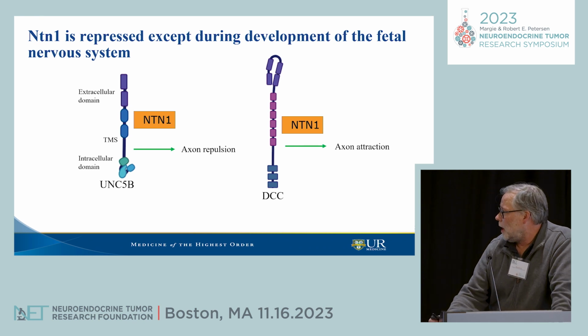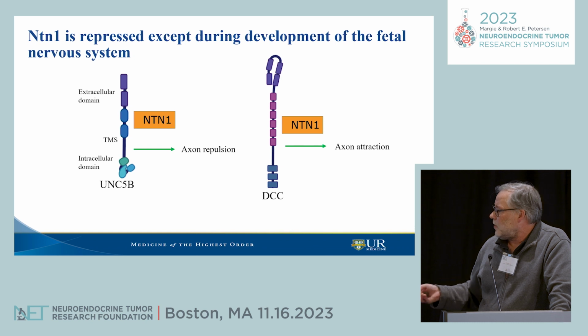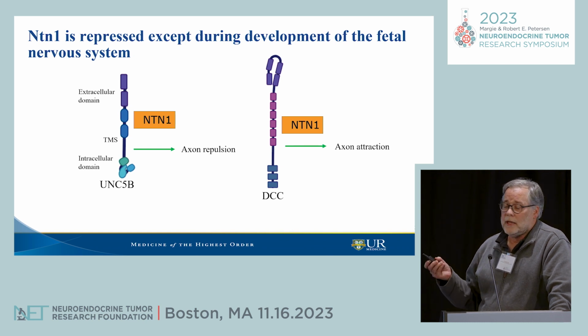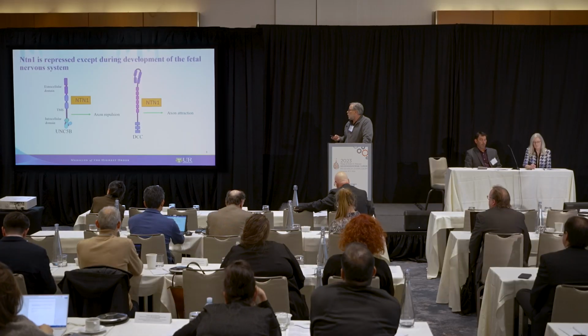We've been studying netrin, the one that's in the box here. It's a secreted factor that is important in setting up the embryonic nervous system, okay? And after that, it gets shut down. So most cells don't express netrin. But you see it coming up again in a lot of cancers. So it's one of these fetal genes that wakes up.